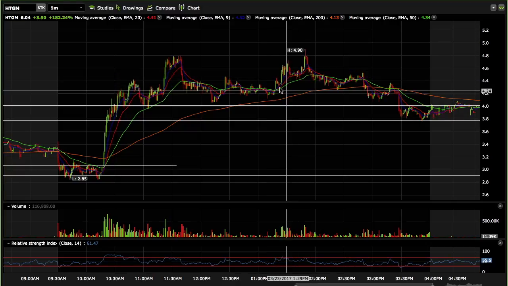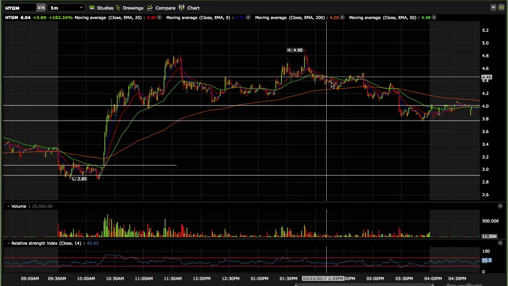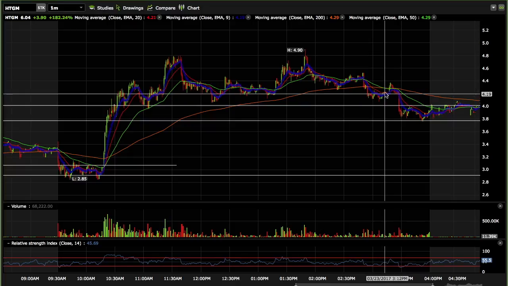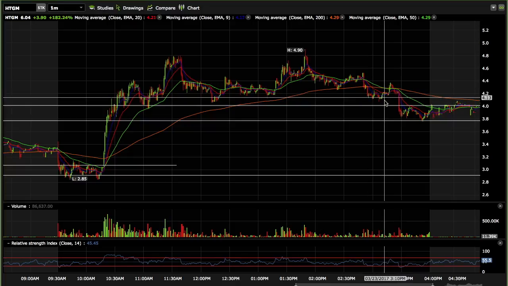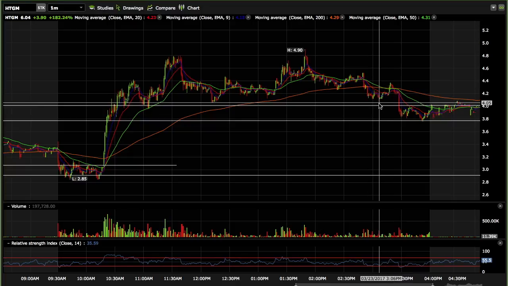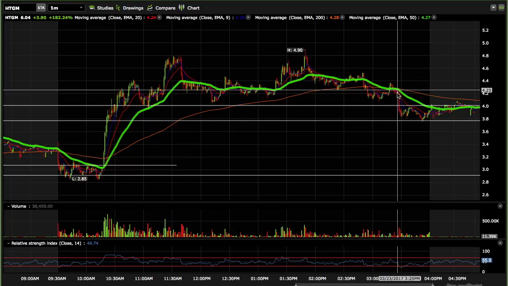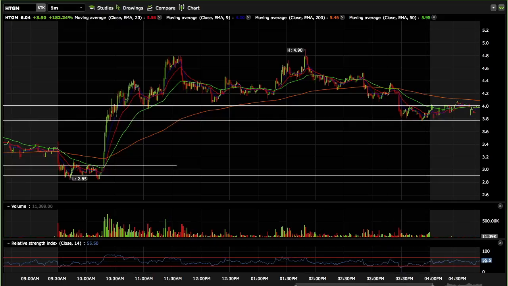It took off again, 1, 2, 3, and it came down again, tested the 200 EMA, bounced up, and broke through all of the 4 moving averages. Didn't quite test the $4, but came close. And then that was it. It just couldn't hold this level at $4.40, sold off, and down we went.